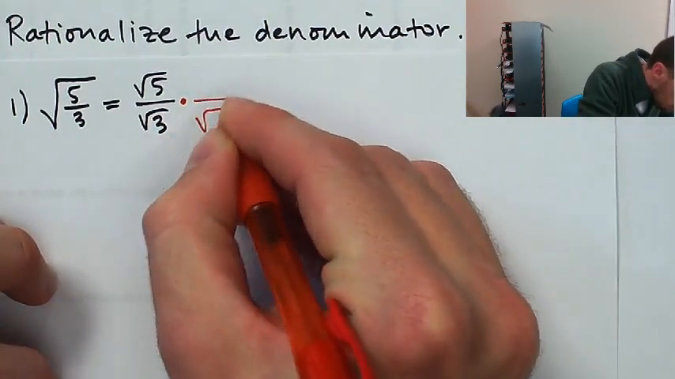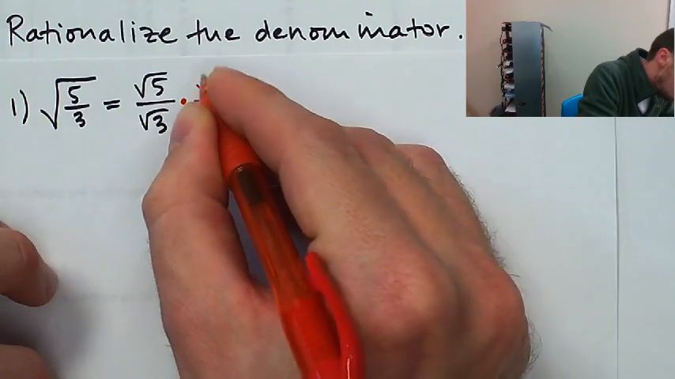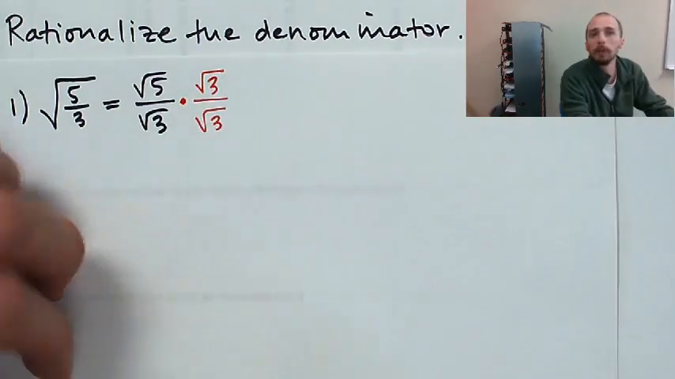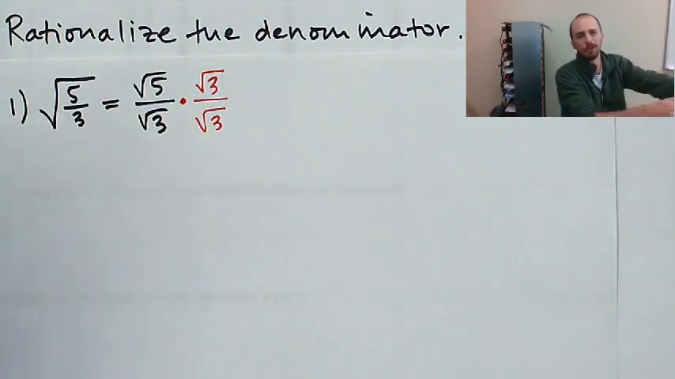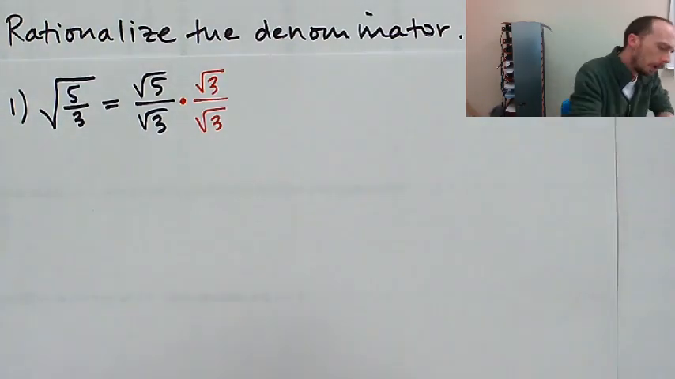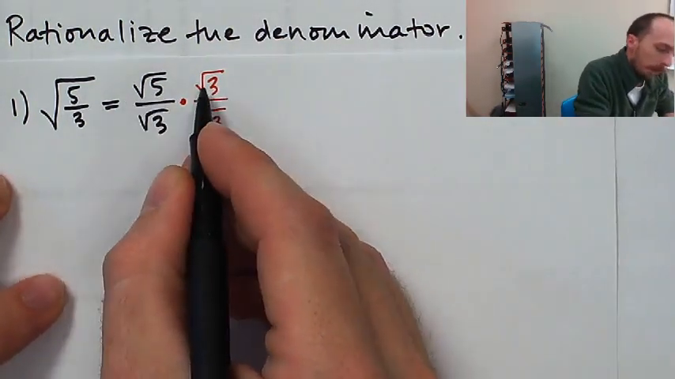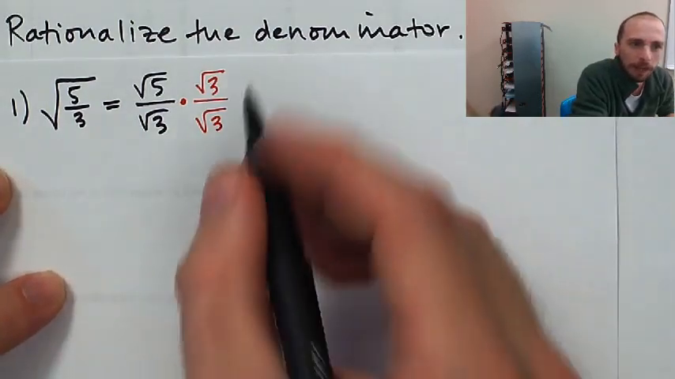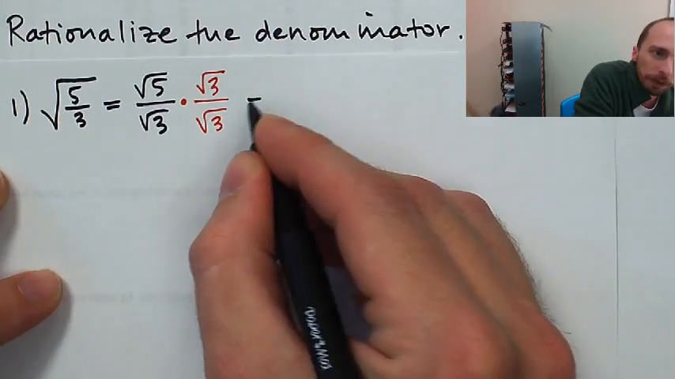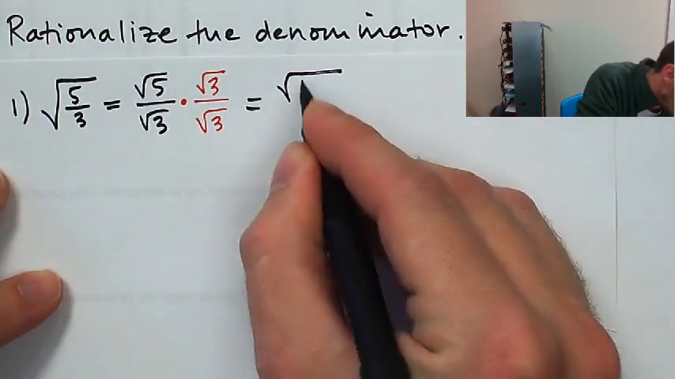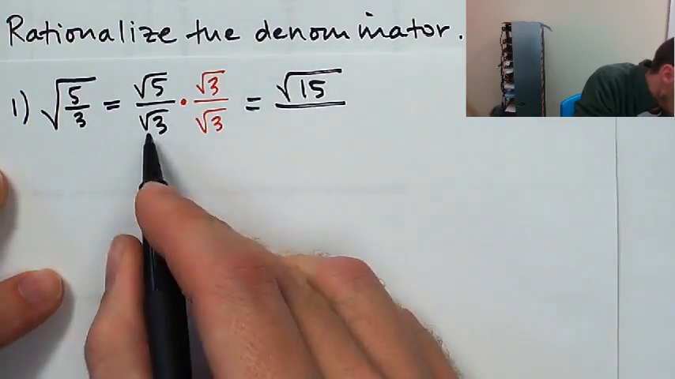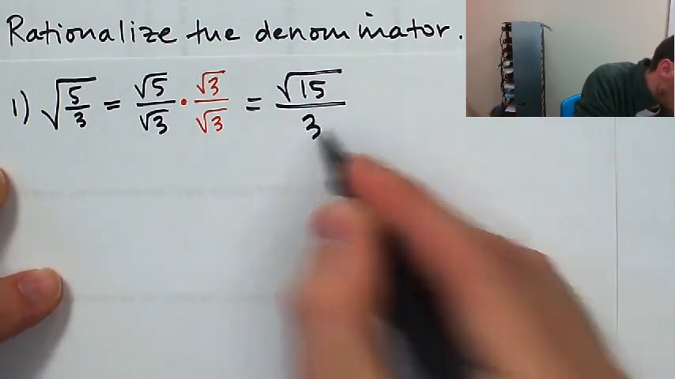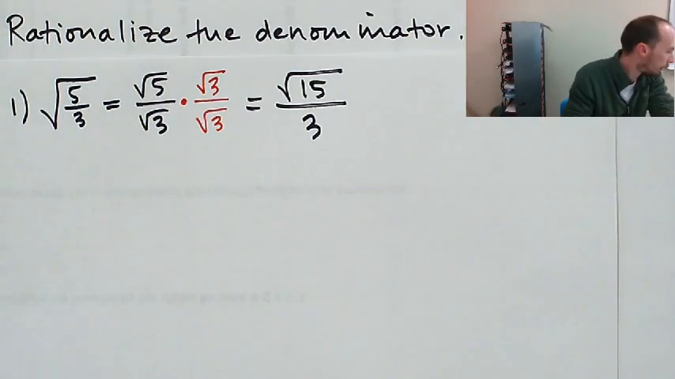So I'm going to multiply by root 3, so this can become 3. But to be fair, I need to multiply top and bottom by root 3, so I'm multiplying by 1 and not changing the value of this fraction, right? When I multiply root 5 times root 3, this is applying that radical property in reverse. That's going to be root 15, divided by root 3 times root 3, which is 3. That's us rationalizing the denominator.